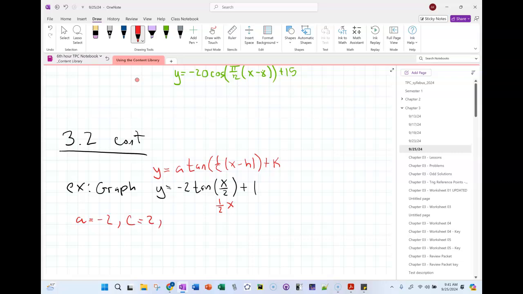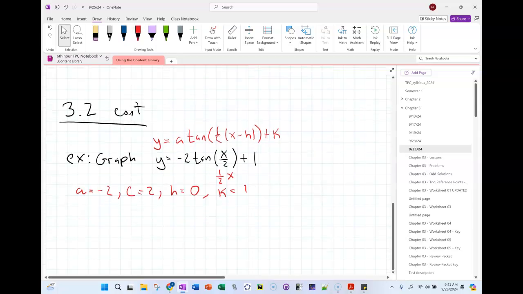Okay, what's the H? 0. Why'd you get that, Edie? There's nothing after it. There's nothing else in the parenthesis being added or subtracted. Perfect. And then the K is 1. That should be easy. That's the one added to the end, right? So far, so good? Okay.